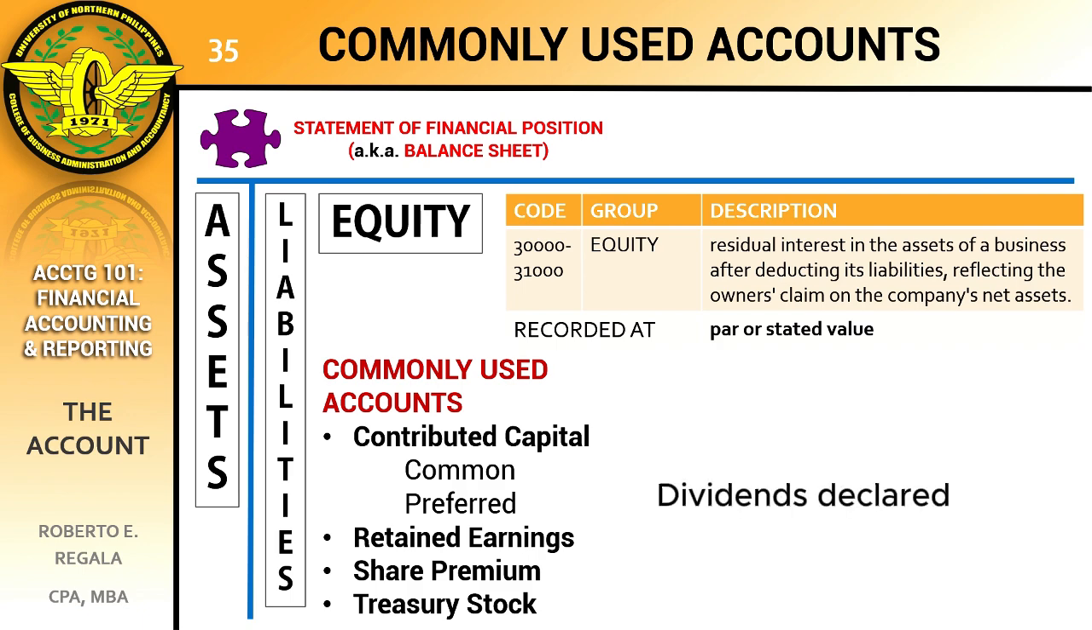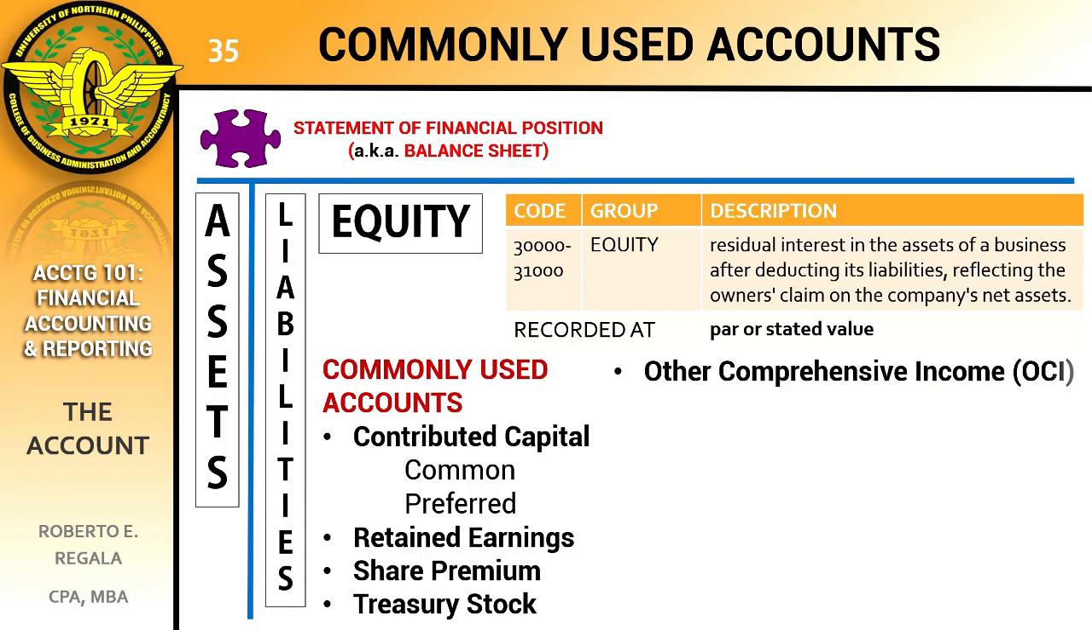Dividends declared. Although dividends aren't an equity account, when a company declares them, it reduces the retained earnings because they represent the distribution of profits to shareholders. For example, if a company declares a 1 peso dividend per share, the retained earnings account is reduced accordingly.